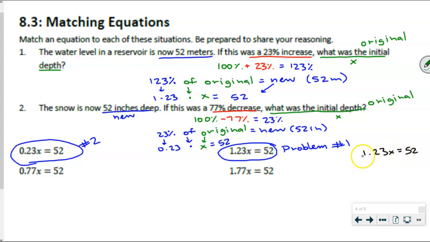Caitlin? Yeah, it's being multiplied by 1.23. How do I undo multiplying by 1.23, Aaliyah? We divide by 1.23. Whatever I do to one side, we do to the other side. So what do I have? X, which is the original amount, and what is it equal to? Type it in. 52 divided by 1.23.